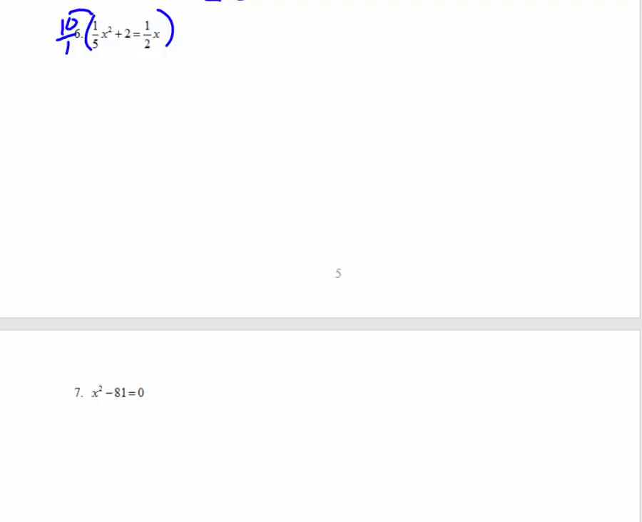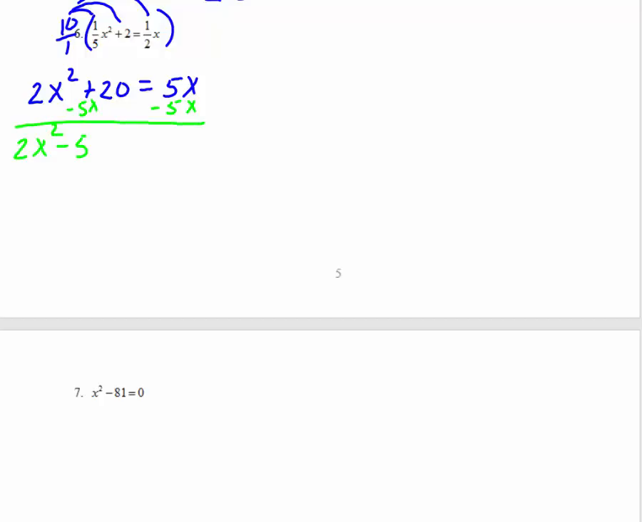Well, 10 times 1 is 10, but divided by 5 is 2, so I end up with a 2x squared. 10 times 2 is 20, so I get a plus 20. And 10 times 1 is 10, but divided by 2 is 5, so I end up with 5x. So then I need to subtract over the 5x, make sure you put it in descending order, so that needs to go in the middle, and I'll end up with 2x squared minus 5x plus 20 equaling 0.